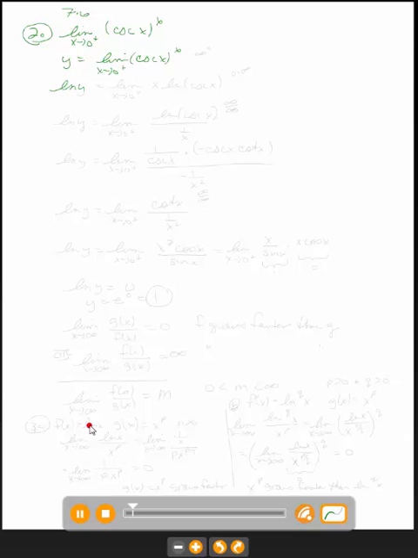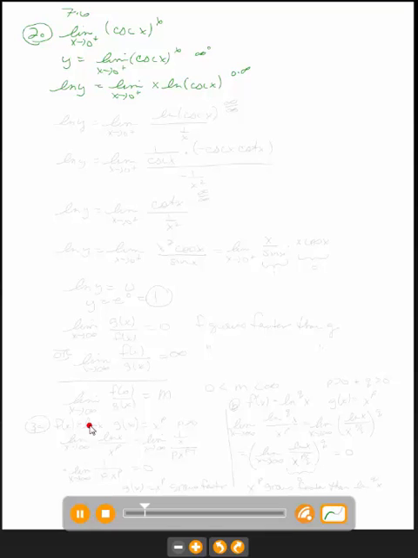Then we're going to put a natural log in it to get that exponent out. And that's going to turn into x times the natural log of the cosecant of x. As x goes to 0 from the right-hand side, the cosecant, which is the reciprocal of the sine, is going to infinity. So this is infinity to the 0. By doing this, now I have 0 times infinity.